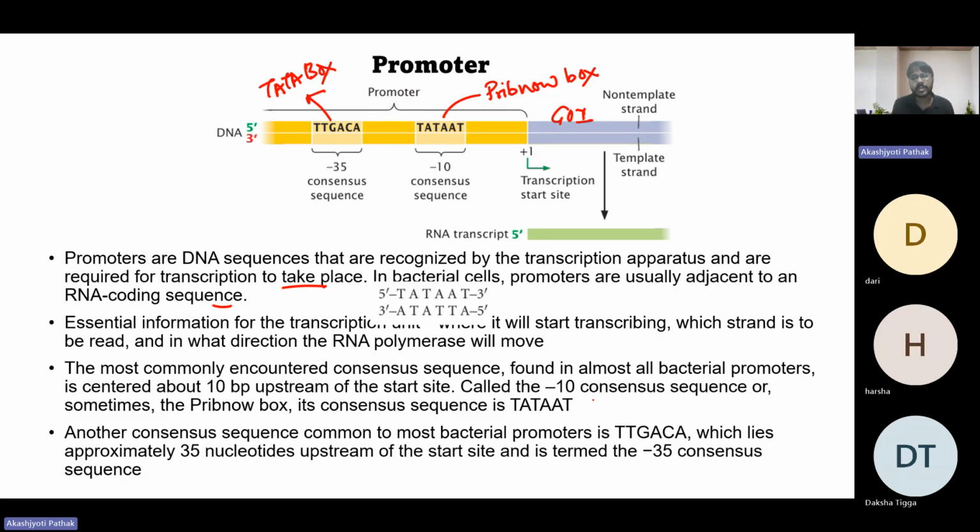Your -10 consensus sequence is called the Pribnow box, and its consensus sequence is TATAAT. What does it mean? Consensus sequence means that this is conserved in most of the bacteria, which means that all these bacteria will not have this exact sequence TATAAT, but it will be similar to it. Another consensus sequence common to most bacterial promoters is TTGACA, which lies approximately 35 nucleotides upstream of the start site and is termed the -35 consensus sequence. All this you must have learned in class 12, isn't it? Promoter region, the -10 consensus sequence, the -35 consensus sequence, the Pribnow box.